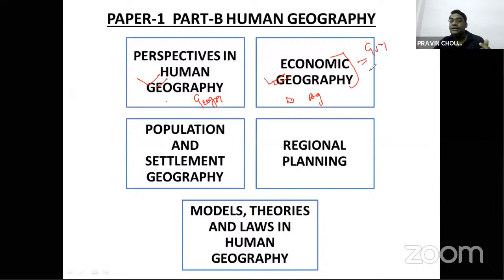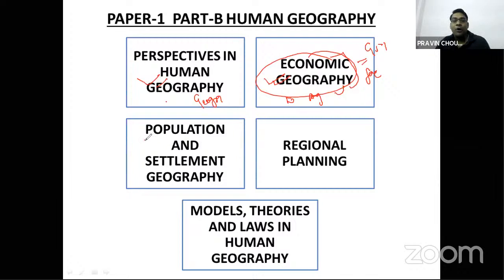Like key natural resources, and the factors responsible for the distribution of primary, secondary, and tertiary sectors, meaning agriculture, manufacturing, and the service sector. The same you will study in economic geography. This will always help you know the reason behind the distribution of different industries in our country.